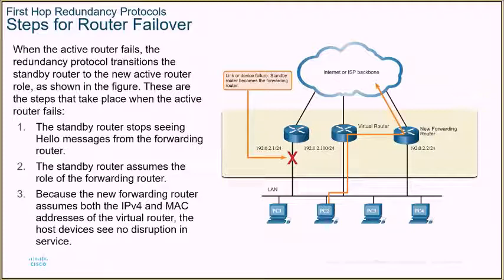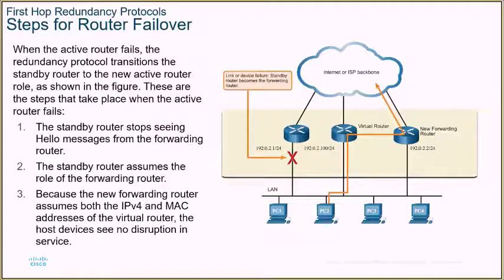given to the hosts. And so, of course, at the moment, apparently this router is the active one because this link or device failed. And so it will have actually switched. Everyone is still using the virtual router, but it just goes that way instead of previously would have gone that way. So when the active router fails, the redundancy protocol transitions the standby router to the new active router role, as shown in the figure.